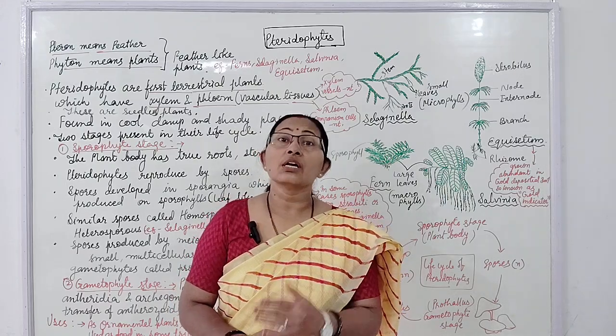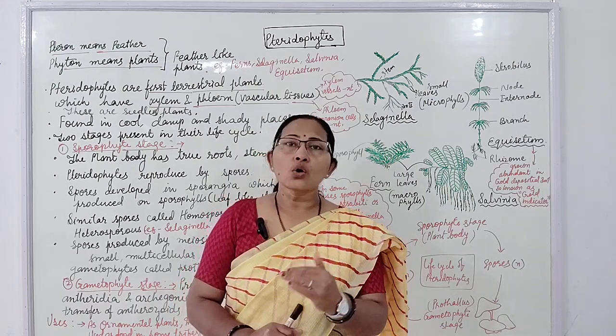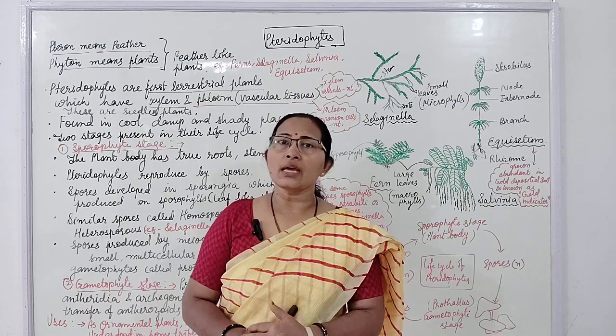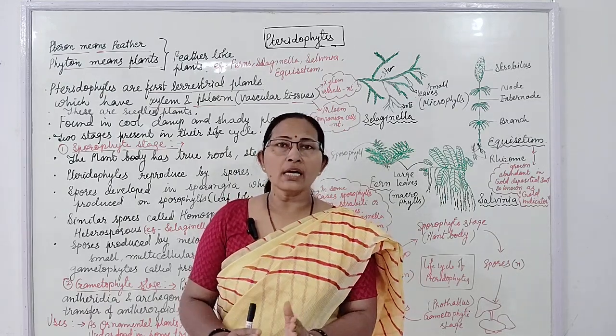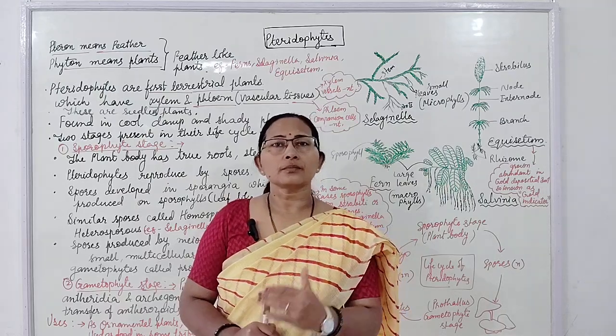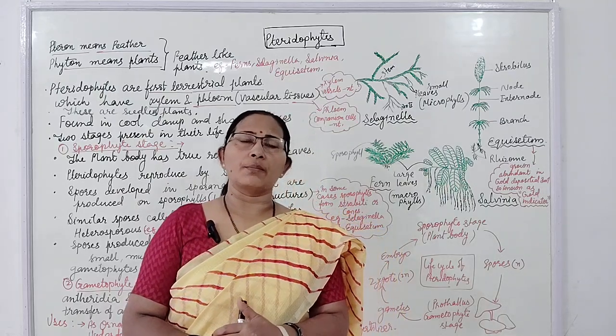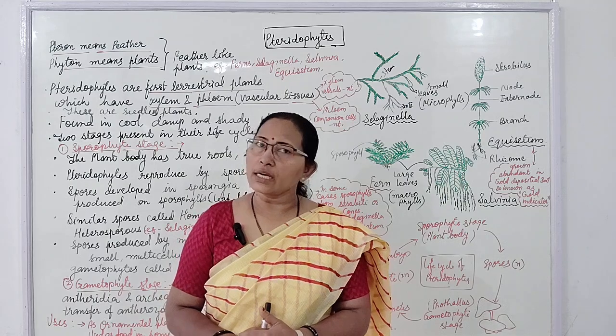Where are pteridophytes found? Pteridophytes are found in cool, damp and sandy areas, and also in xerophytic conditions. Sandy soil is best for the development and growth of the pteridophytes.